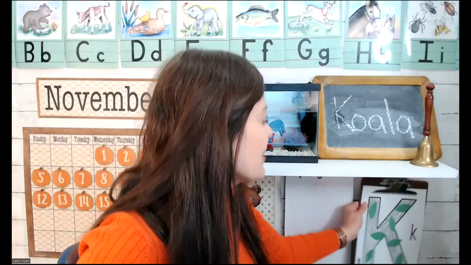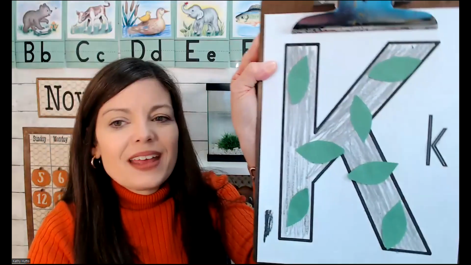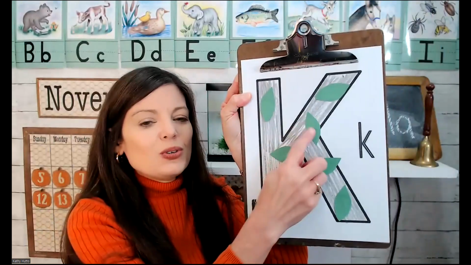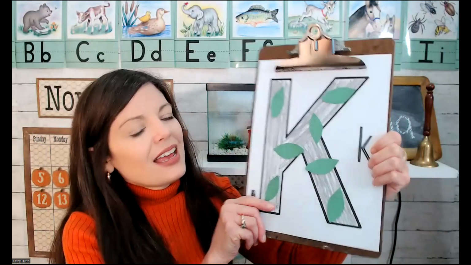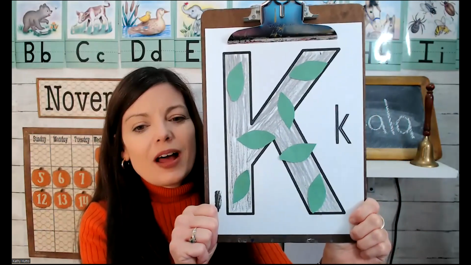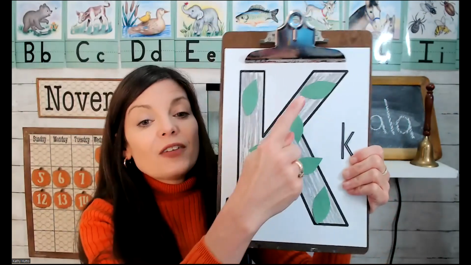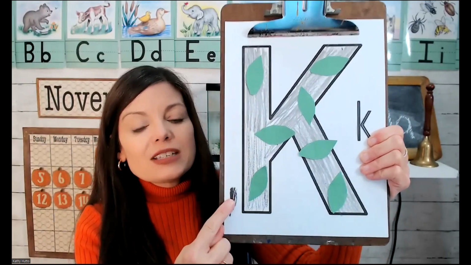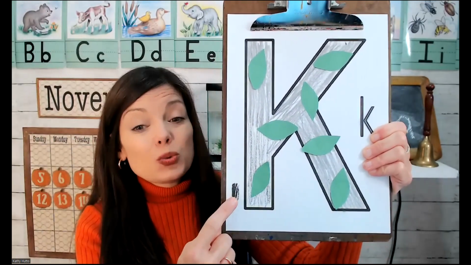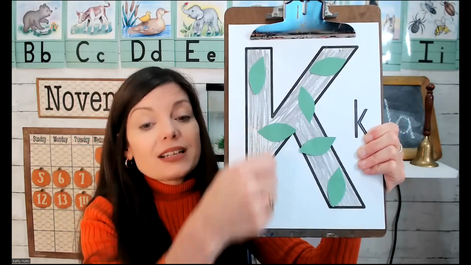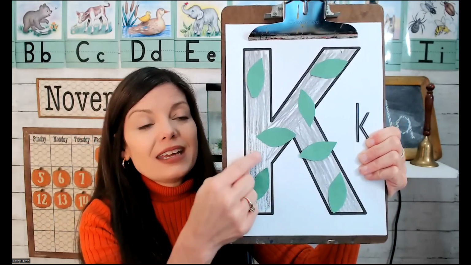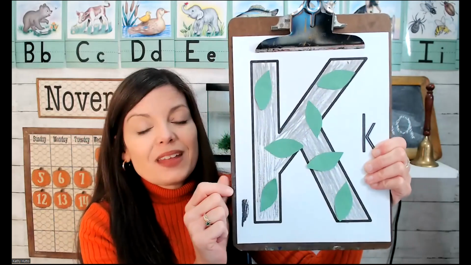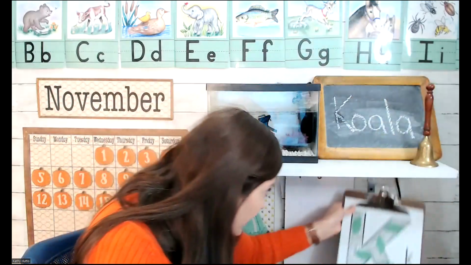Ready? Okay, so we're going to color our K gray. And then if you want to, you can cut out some leaves and glue those to your K as well. If you don't have a gray crayon, you can use a black crayon. If you press really hard with your black crayon, it looks really dark. But if you just press lightly, like I did right here, it can look gray. So that's how we decorated our letter K.